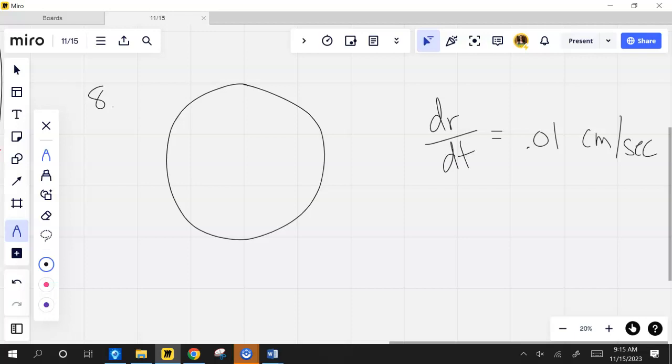Okay, so it's in the oven and it's growing. The radius is increasing at that rate. Every second it's growing 0.01 centimeters. At what rate is the plate's area increasing when r equals 50?